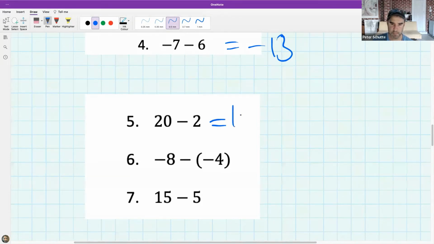So I see lots of people are happy that this is 18. But number 6 and 7 — 7 is not too bad. But what about number 6?